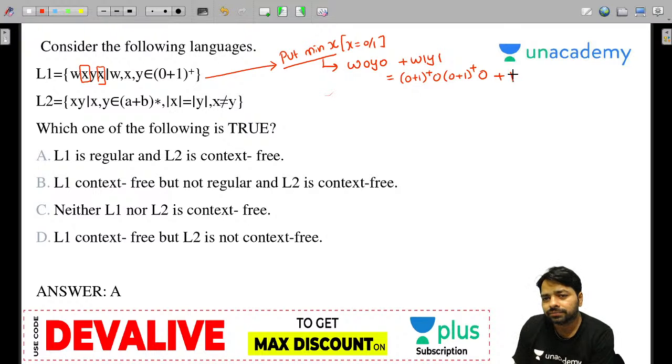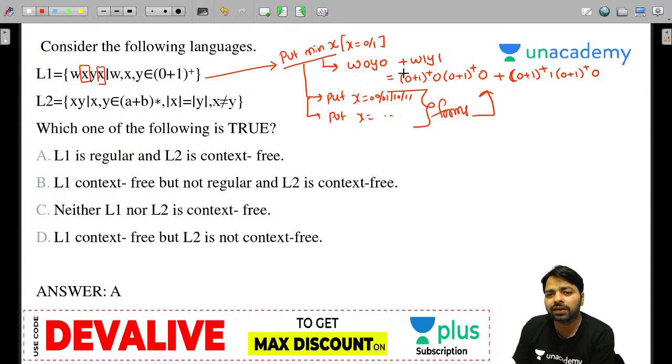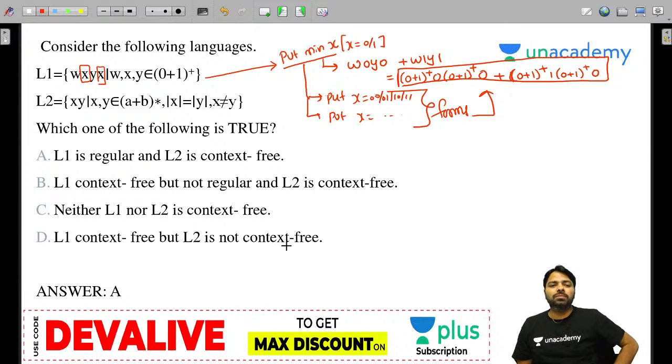This is going to be an expression. But is this the right answer or not? How do you know that? Because if you put any other x, put x is equal 0, 0, 0, 1, 1, 0, 1, 1. Put x is equal anything, 3 length, anything. All the forms, whatever you get, they are already covered in this, because it is going to dominate all the remaining forms. So this answer is going to be regular.